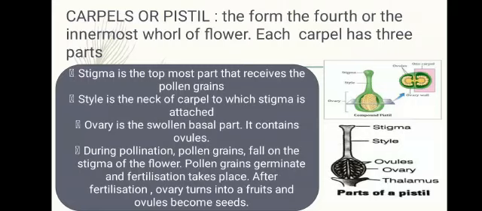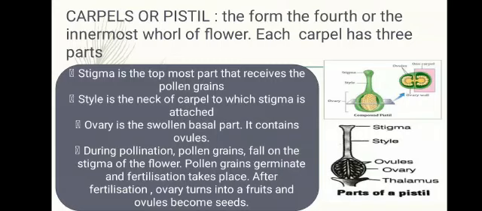Now carpel or pistil. It is called the female reproductive part. They form the fourth or the innermost whorl of the flower. Each carpel has three parts: stigma, style and ovary. Stigma is generally sticky in nature as pollen grains stick, or this part receives the pollen grains. Then style, it is the neck of the carpel to which the stigma is attached. Ovary is the swollen basal part.